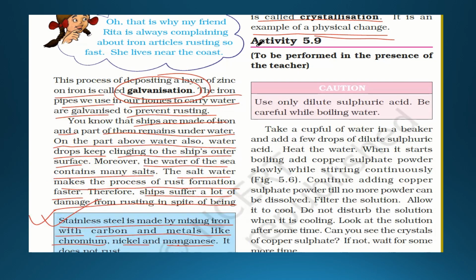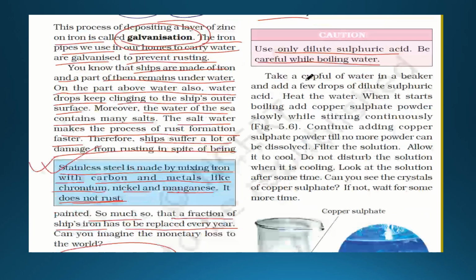Now this Activity 5.9 is the last activity. We have performed so many activities to learn about physical change and chemical change. This is the last one to be performed in the presence of the teacher, obviously. Use only dilute sulfuric acid and be very careful while boiling water. You take a cup full of water in a beaker, add a few drops of sulfuric acid, and heat the water. When it starts boiling, add copper sulfate powder very slowly while stirring it continuously, right?